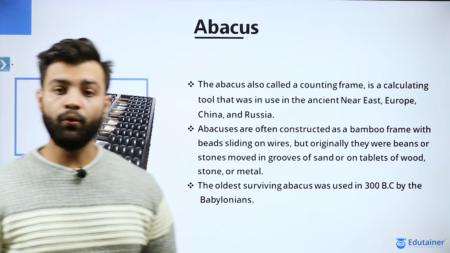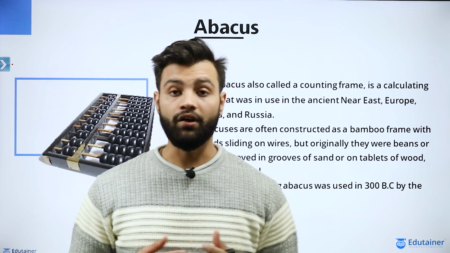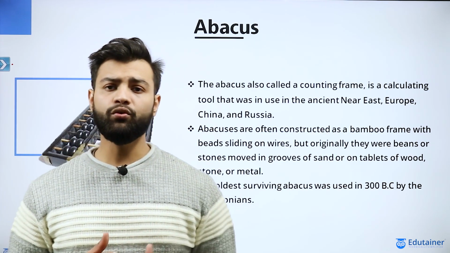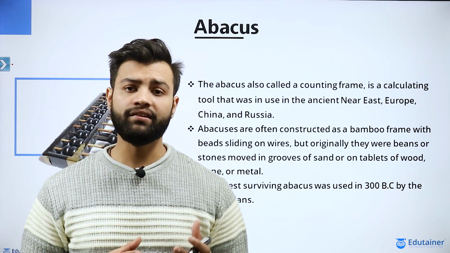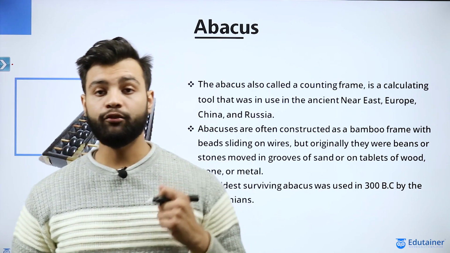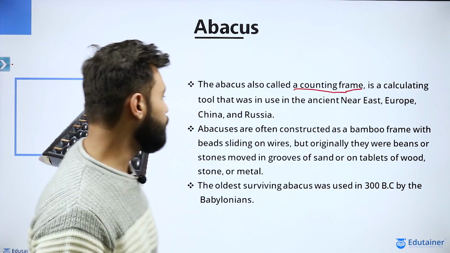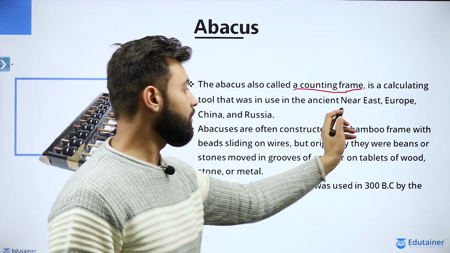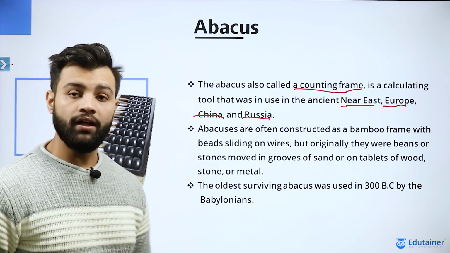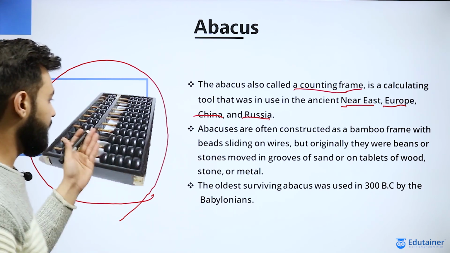Abacus. Everyone knows that before the invention of the computer, counting was used. Counting was very important at that primal stage. Previously, people used cattle, stones and various other tools for doing mathematical operations. But then the abacus was invented. The abacus was also called a counting frame, used as a calculating tool in the ancient Near East, Europe, China and Russia. It is constructed in a bamboo frame with beads sliding on wires.